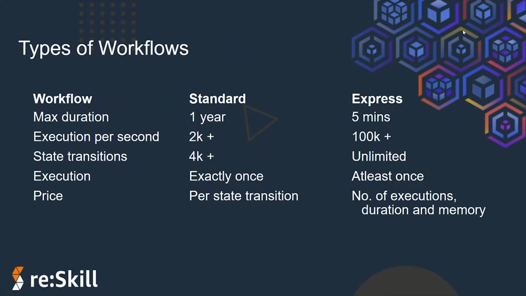Step Functions provides two different workflow types. One is standard, and the other one is express. Express, as the name suggests, is a shorter duration one, which has the capability of executing a lot of requests per second, and the state transition is literally unlimited. Whereas for a standard workflow, the maximum duration is 1 year.